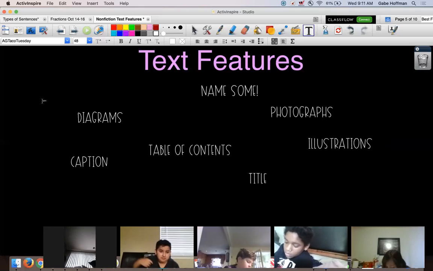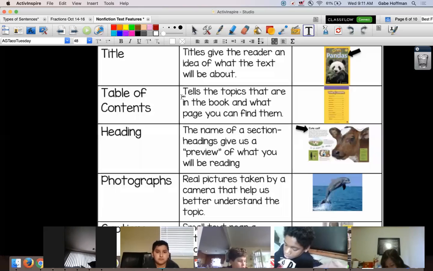So those are just some examples that we've looked at and you've probably seen before. We're going to look now a little bit more specifically at what some of them are and what they do. So the first one is the title, right? The title goes on the front of the book usually, or if it's an essay or paper, at the very top. It gives you an idea of what the text is going to be about, especially in nonfiction. That title is going to give you a clear idea of what I'm about to read.